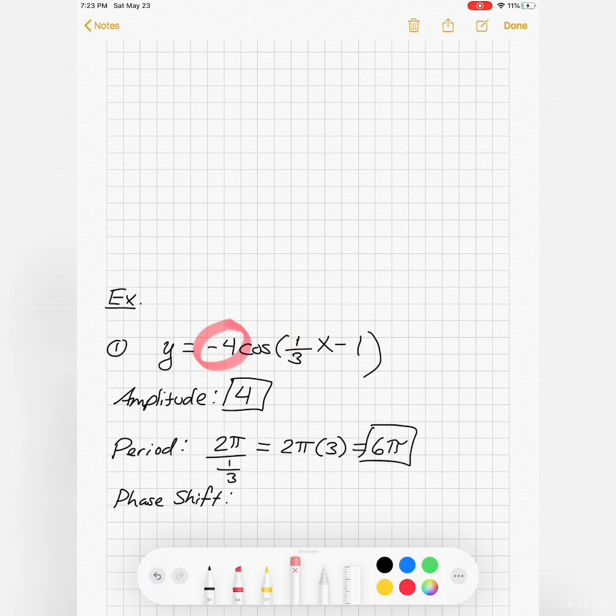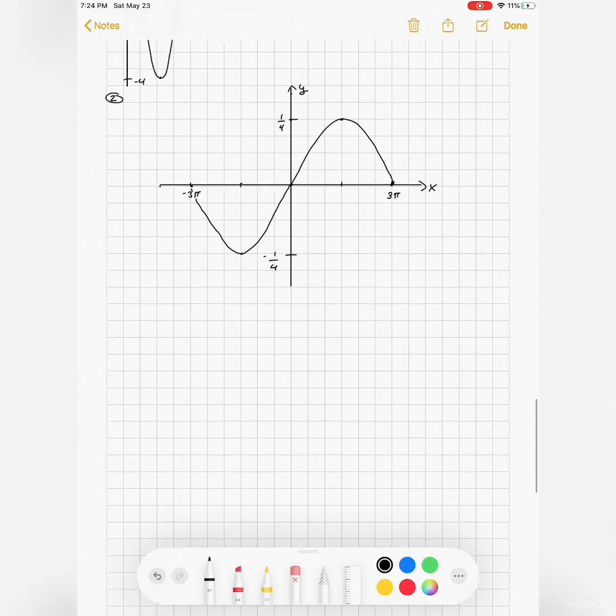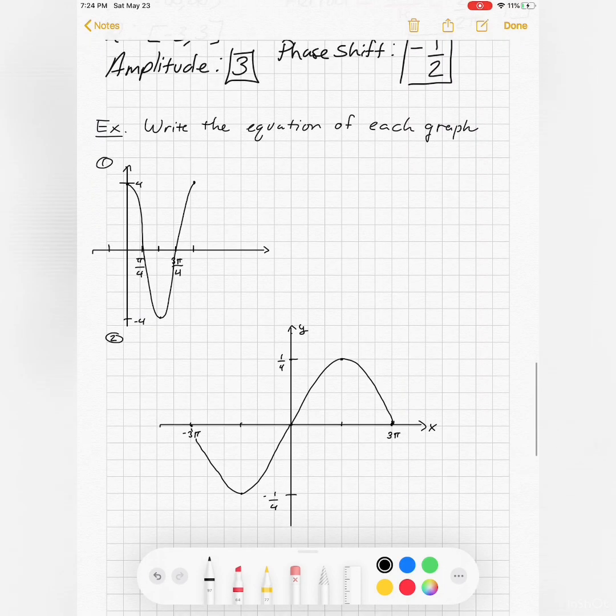And then be careful to get the phase shift. I'm going to have to factor out this 1/3. Okay, what number times a third makes 1? Is it 3? Yes. So that's a shift right 3. So the phase shift would be positive 3. Okay, so I can actually read a lot of that information off without even graphing. So let me go back to this last example.